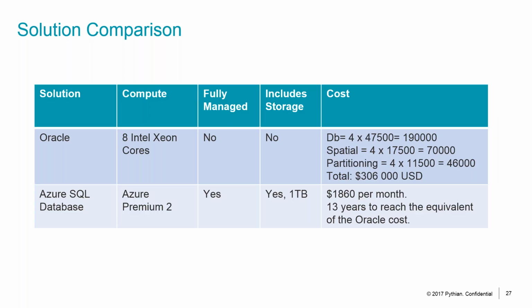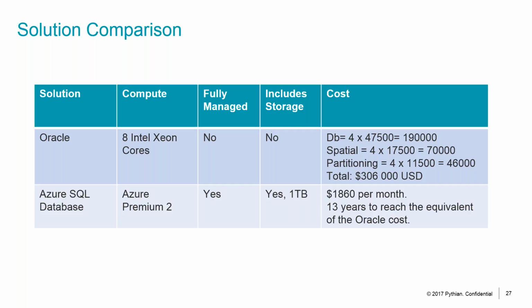So this is the solution comparison for that particular case. We had 8 cores of Oracle that were used in spatial and partitioning. And so when we add all that up, we had 306,000 US dollars, and that's just the Oracle licensing. So it does not include storage, it does not include hardware, it is not managed or anything, right? It's just literally the license, and that's all you get.